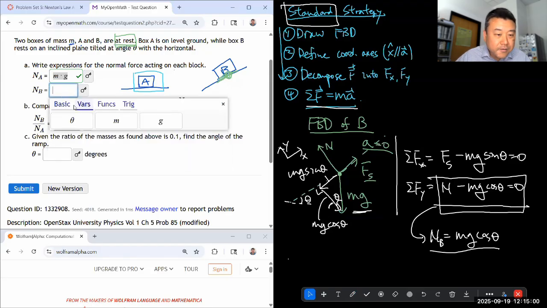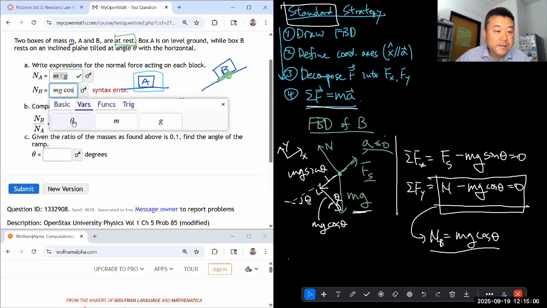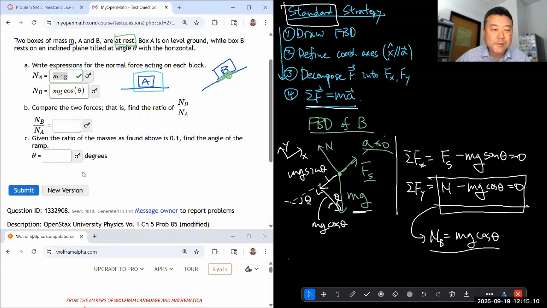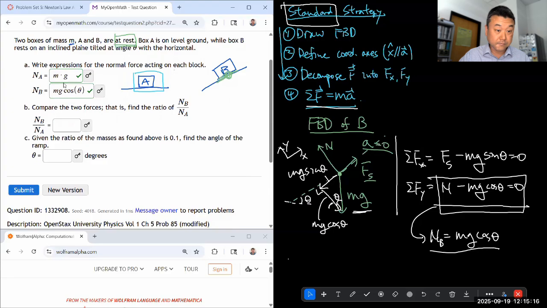Let me just click through here. mg, and then there's a trig function, cosine theta. And I think not closing the parentheses will be fine. Yeah, they just automatically close it because without it, it makes no sense. Good. All right, I got the correct expressions.